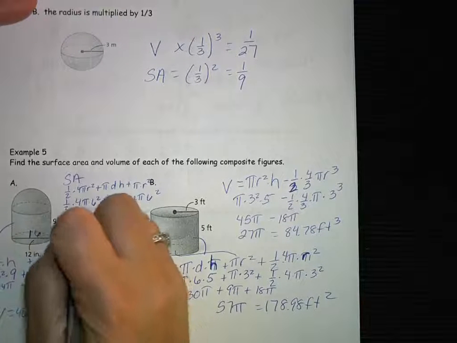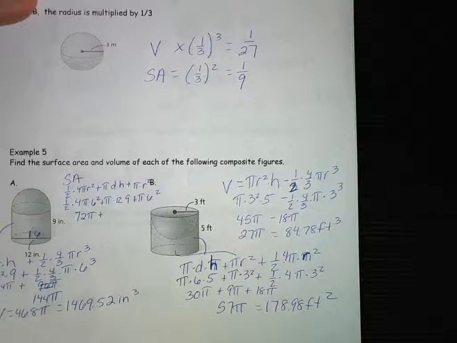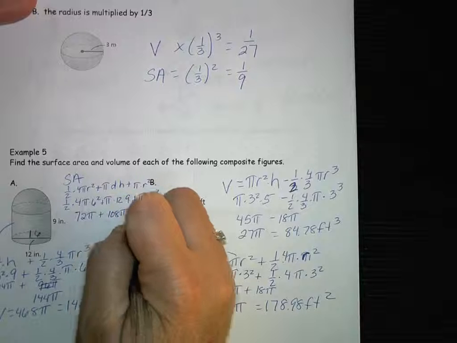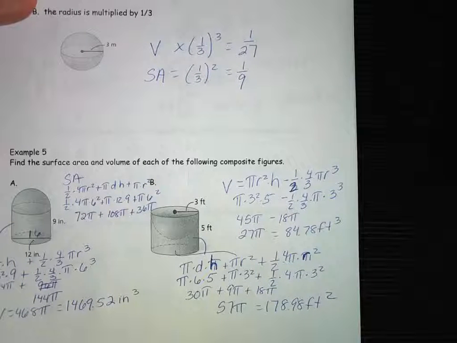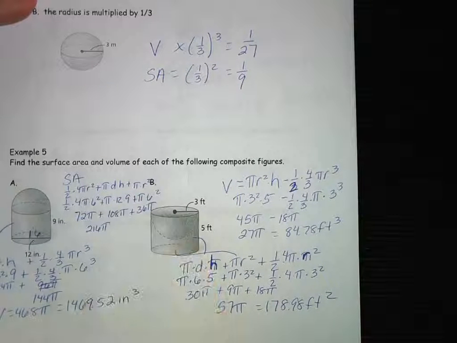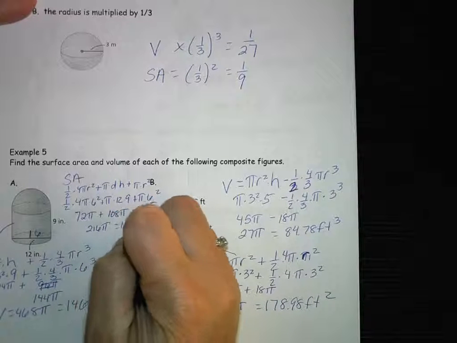That becomes 72 pi plus 108 pi plus 36 pi. So 216 pi, or if you prefer to multiply that, 678.24.